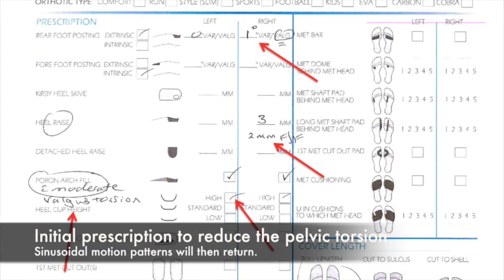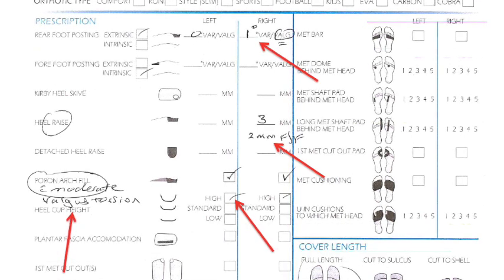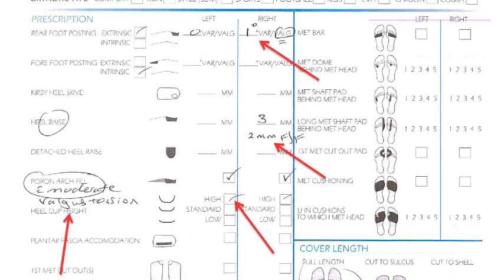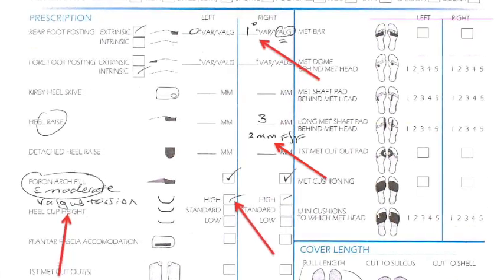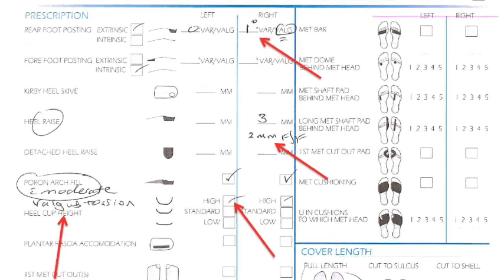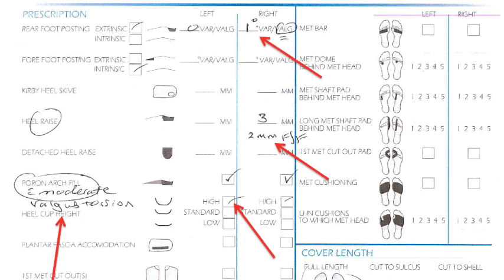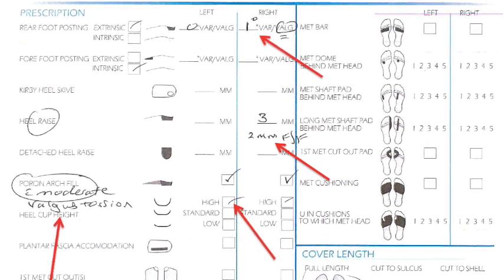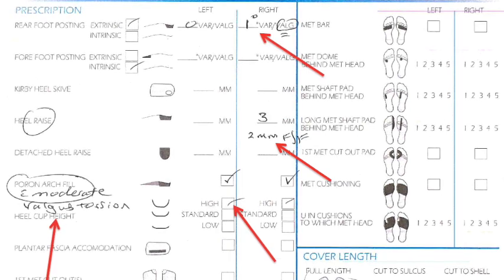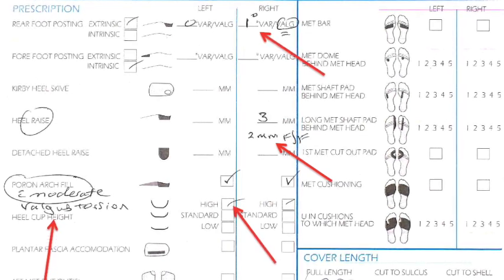So I'm going to give you an example of how I would prescribe for this type of situation. There's no black and white when it comes to your prescription. It's down to patient feedback and your experience. He's got 0 degrees of frontal plane correction on his left and 1 degree valgus on the right. He has a 3 mm heel raise and 2 mm extended into the forefoot, with a poor arch fill, with a slight valgus torque on the right side and a high heel cup.